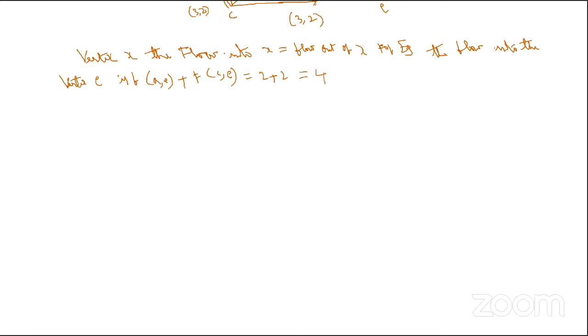While the flow out of E is f of E comma D plus f of E comma small d, that equals 2 plus 2, which is equal to 4.